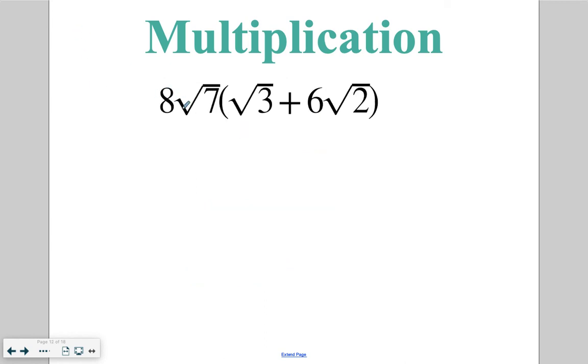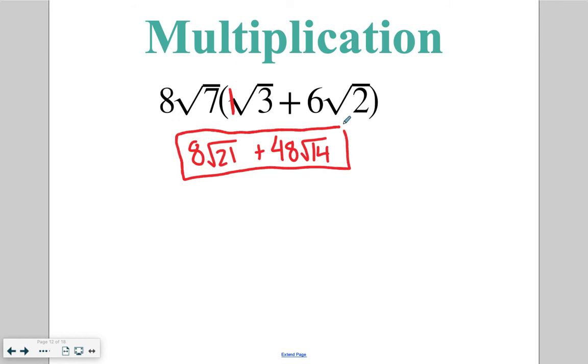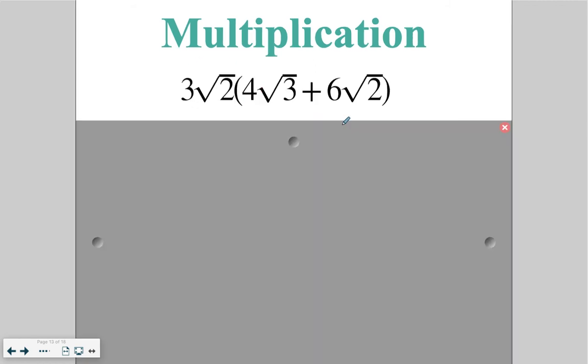So again, this is something we haven't seen yet where we have a square root just by itself. If there is a square root just by itself, that means there is a 1 in the front. So we're going to start with 8 times 1, which is 8, and then square root of 7 times the square root of 3 is the square root of 21. And then we're going to add on 6 times 8, which is 48, and the square root of 7 times 2 is 14. Square root of 21 can't be simplified, square root of 14 can't be simplified, so this is our final answer. Go ahead and try this one on your own.